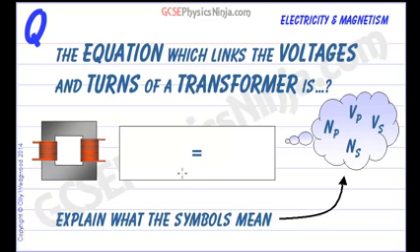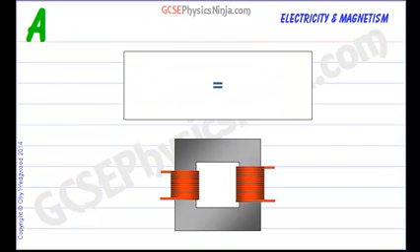Well, it depends on an equation which links the voltages and turns of a transformer. Now the turns on each of these coils, the primary coil and the secondary coil, the output, will determine what type of transformer we have and how much it boosts or reduces the voltage. So let's take a look at this equation.